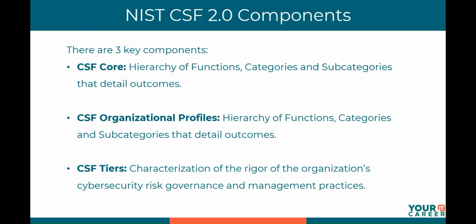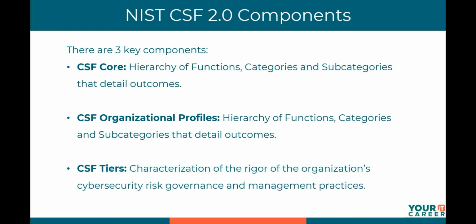It shows the hierarchy of functions, and if you don't understand what these terms mean, that's okay. I'll be explaining those in a little bit, but it shows the hierarchy of functions, categories, and subcategories that detail the outcomes that a company wants, and we'll talk about those in detail, don't worry. And then the organizational profile, oh, there's a typo there, sorry. But the organizational profile is showing the current and the target profile that the organization wants. And then the tiers is the characterization of the rigor.